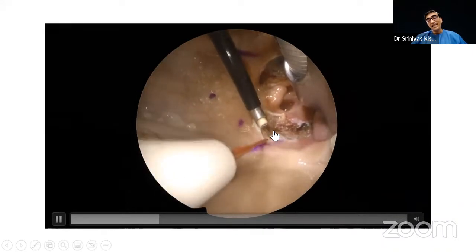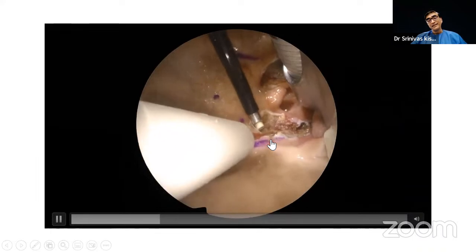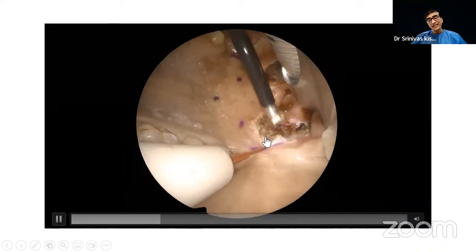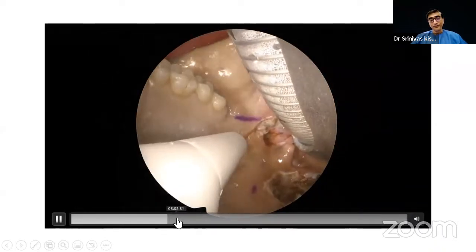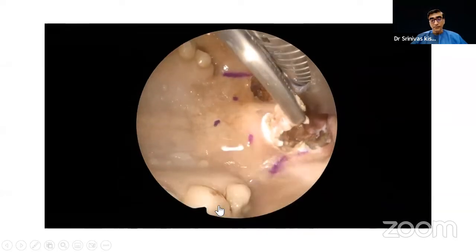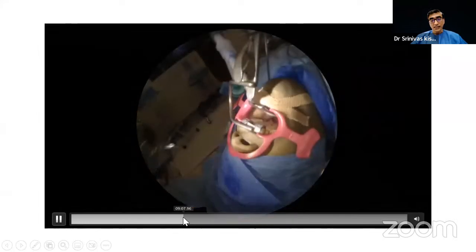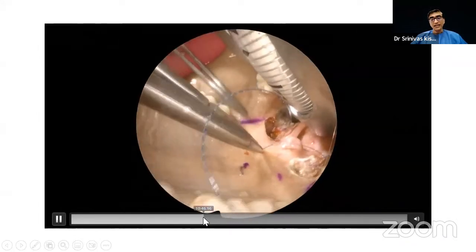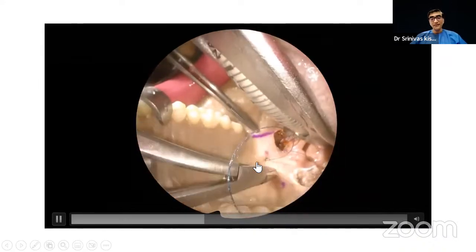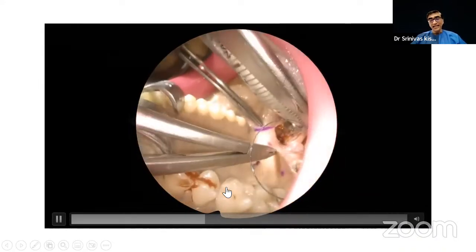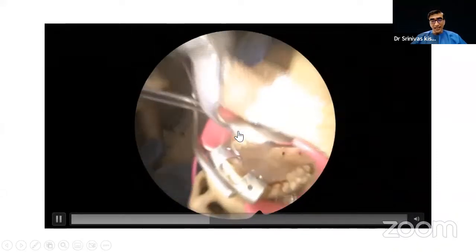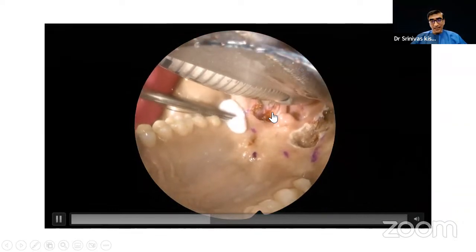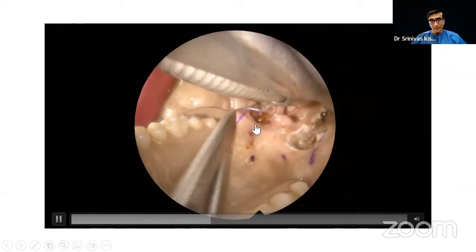So this is me cutting the medially arching fibers, and we are identifying the supratonsillar fat pad area here. And now, this is the V-Loc suture. Entry is from here. Exit is from that point, which is a midpoint that I showed. And then you go in from the pterygomandibular raphe.